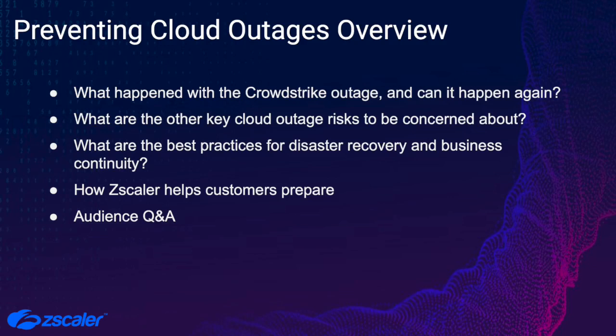Now, to give you an overview of what we're going to be covering, we're going to look at the CrowdStrike outage, understand what happened, whether it can happen again. We're going to look at the other key cloud outage risks, what we need to be concerned about, what the best practices are for disaster recovery and business continuity. We'll briefly look at how Zscaler helps its customers prepare. We'll finish by answering any questions that you may have.